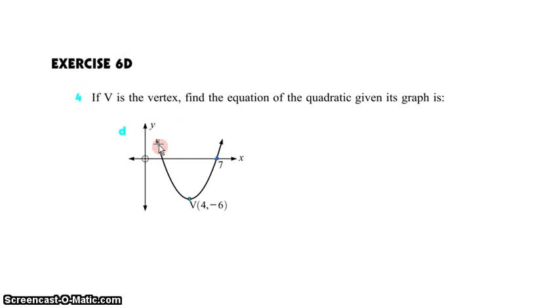In this question, we're trying to find the equation of a quadratic given its graph, shown here. And we're told that V is the vertex of the function. We're given the vertex, and we're also given one of the zeros, one of the x-intercepts.